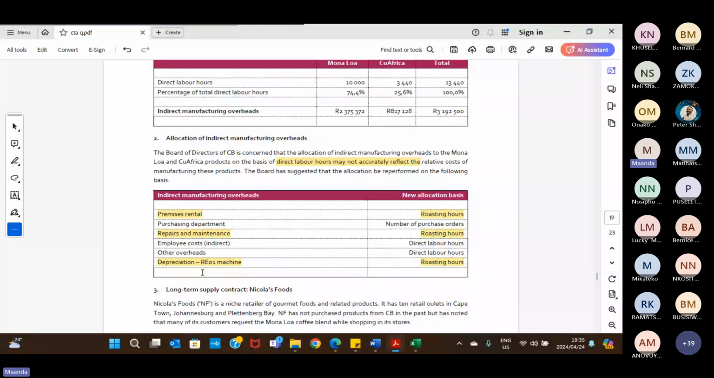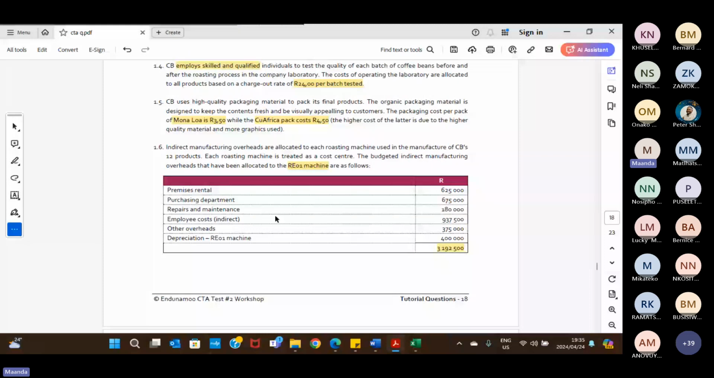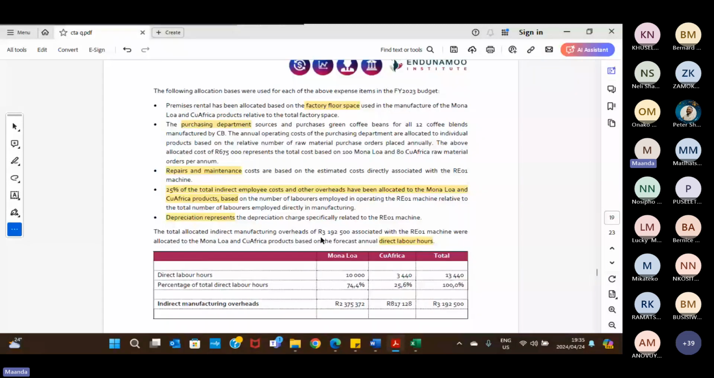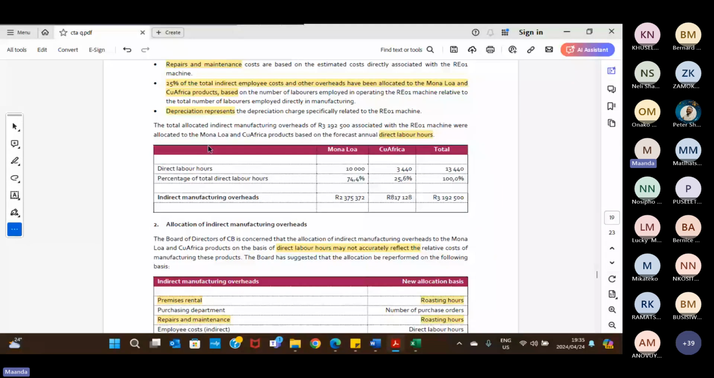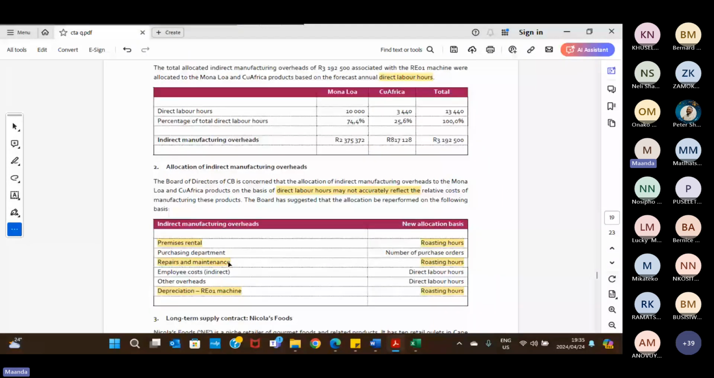So I can then add the rental here. Rental premise here, I add depreciation 400,000. I add repairs. I then add as well to get the total. Then I can use my roasting hours. But now I have to come and determine my total roasting hours.